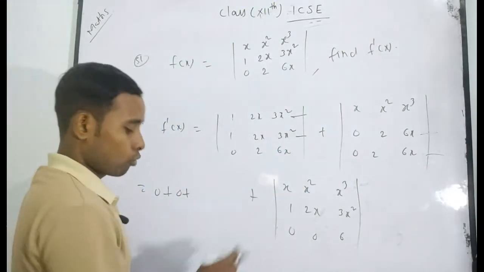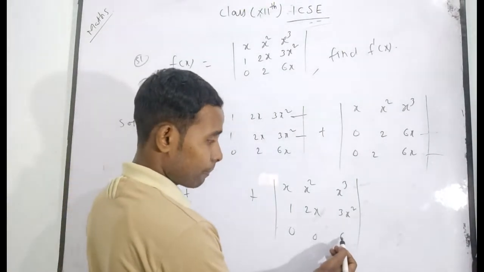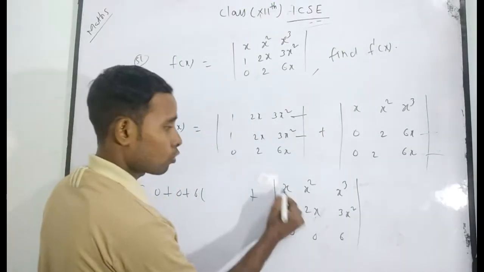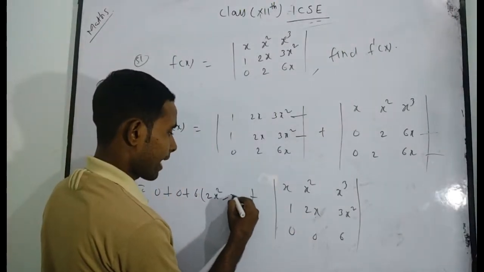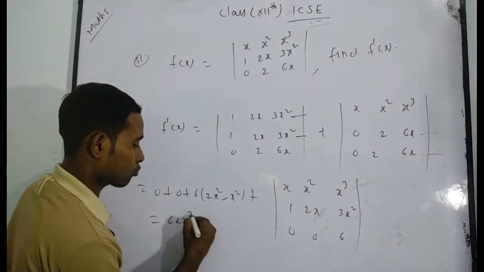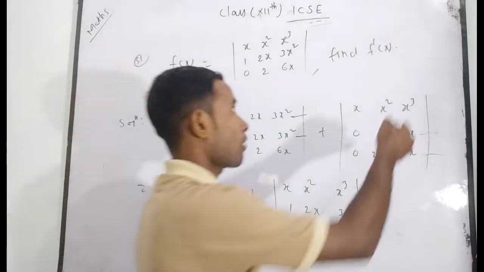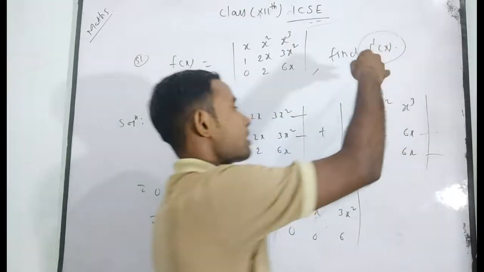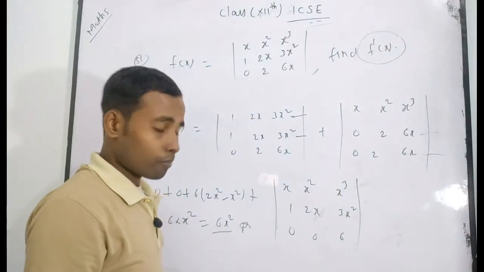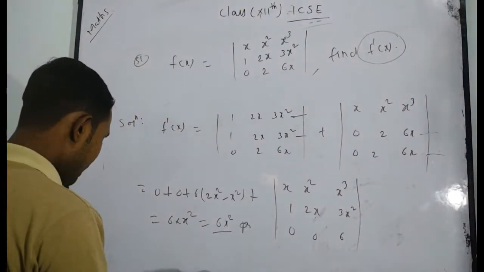And for the third part, here you have to simplify. This will be 6 times (2x² minus x²), which is x². Finally its value will be 6x². This is the determinant of f'(x), that means the f'(x) value will be 6x². Now if you want to verify this, its value will be 6x².